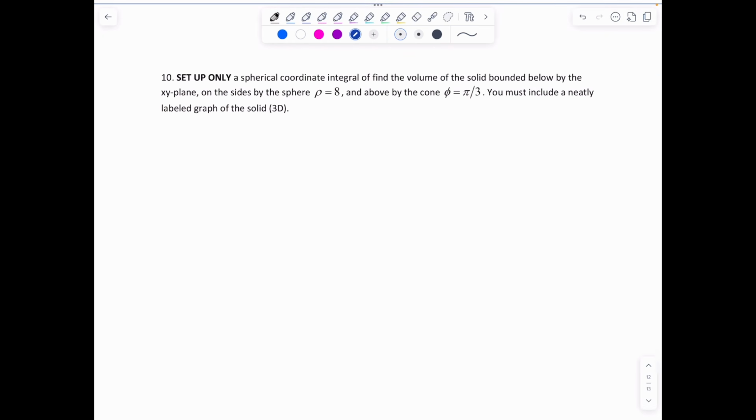Last one, set up only a spherical coordinate integral to find the volume of the solid bounded below by the xy plane, on the sides by the sphere rho equals 8, and above by the cone phi equals pi over 3. You must include a neatly labeled graph of the solid. So I'm telling them it's in spherical. The solid is bounded below by the xy plane. That means the xy plane is the base of this solid. It's bounded on the sides by the sphere rho equals 8. That sphere is centered at the origin.